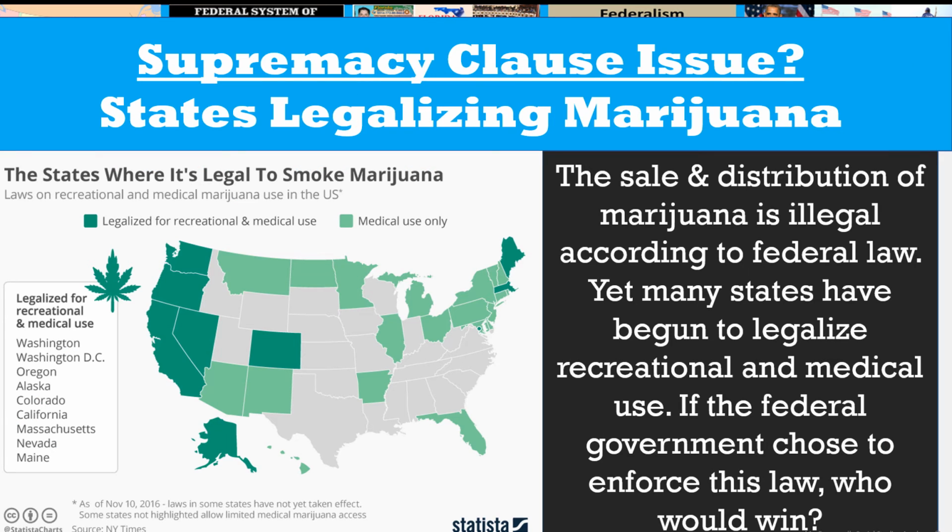So let's take a look at the Supremacy Clause in a modern issue, the legalization of marijuana by several states. The distribution of marijuana is still a federal crime, and yet the national government has not cracked down on these state laws, even though they have the power under the Supremacy Clause. So does this mark a larger movement towards state sovereignty? Well, that'll be a major theme of our next lesson on federalism. But before we go there, let's review today's lesson.